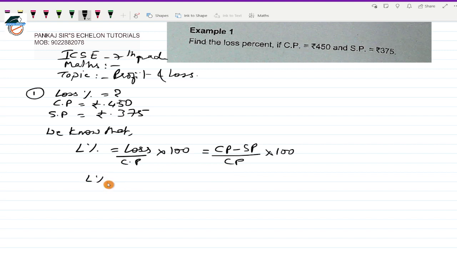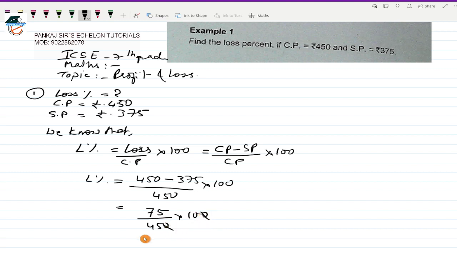Loss percentage will be equal to cost price 450 minus selling price 375, divided by cost price 450, times 100. If you work out 450 minus 375, that is 75 upon 450 into 100. The 0 and 0 cut. Now 5 into 15 is 75 and 5 into 9 is 45. 3 3s are 9, 3 5s are 15. So you'll end up with 50 upon 3 as the loss percentage.